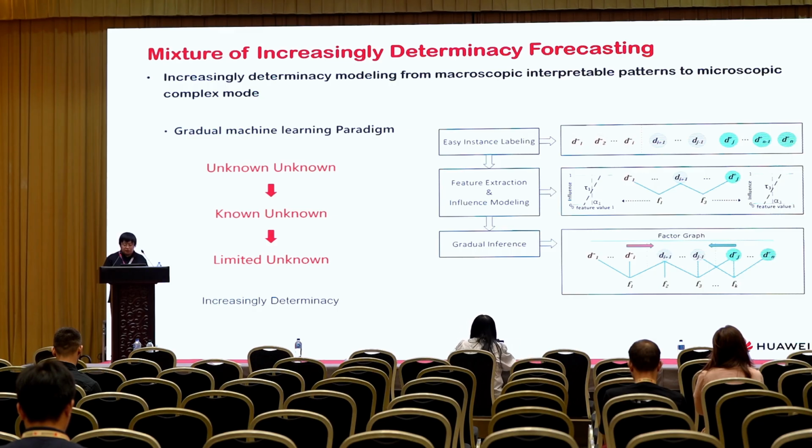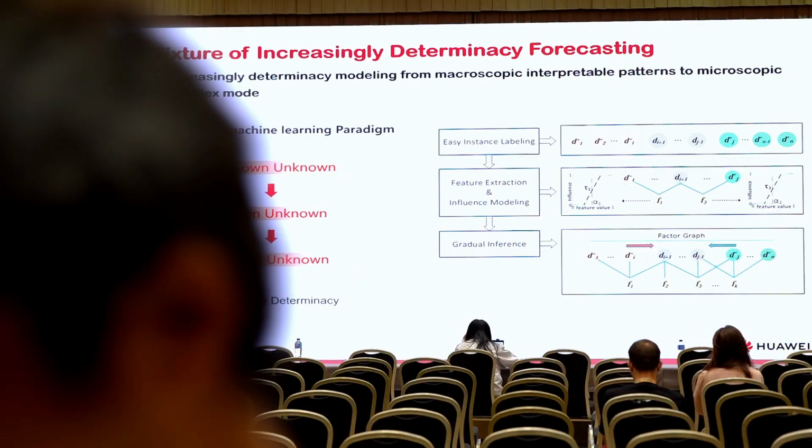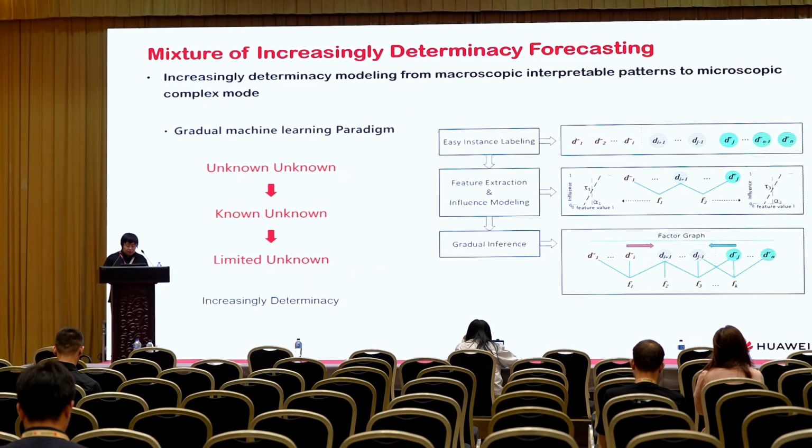It addresses the inherent structure of sequential temporal data, which typically comprises components exhibiting varied degrees of determinism, ranging from highly predictable or deterministic patterns to highly stochastic or non-deterministic patterns. The architecture of the gradual machine learning paradigm is shown as a figure on the right side.